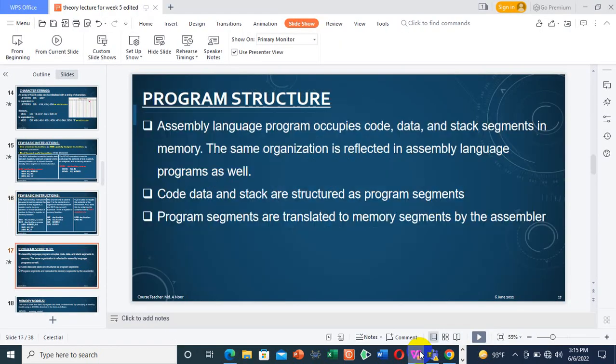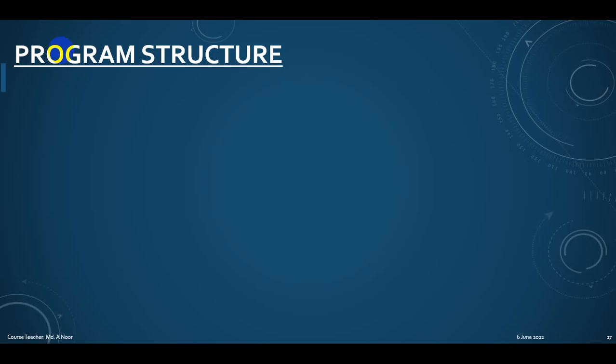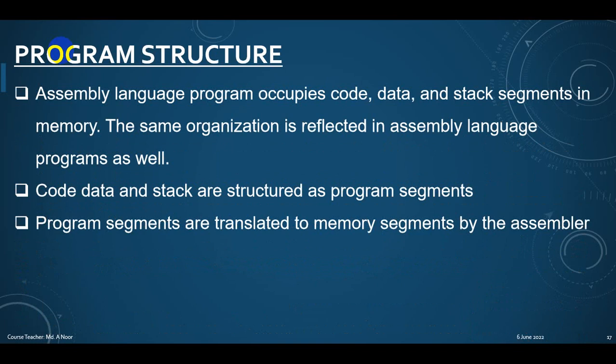So next slide. Program structure. Assembly language program occupies code, data, and stack segments in memory. The same organization is reflected in an assembly language program as well. Code, data, and stack are structured as program segments. Program segments are translated to memory segments by the assembler.